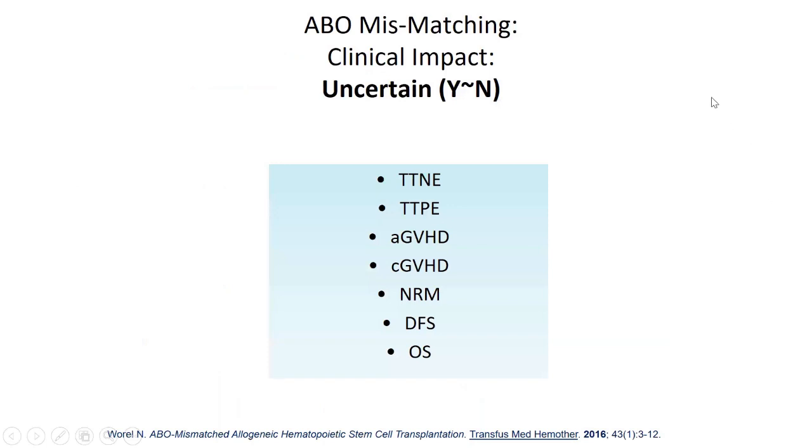Does ABO mismatching have a clinical impact? Well, across the studies, overall, the answer is uncertain. There are as many papers that say yes as say no, and this can be for outcomes from time to neutrophil engraftment, time to platelet engraftment, acute or chronic graft versus host disease, non-relapse mortality, disease-free survival, and overall survival.